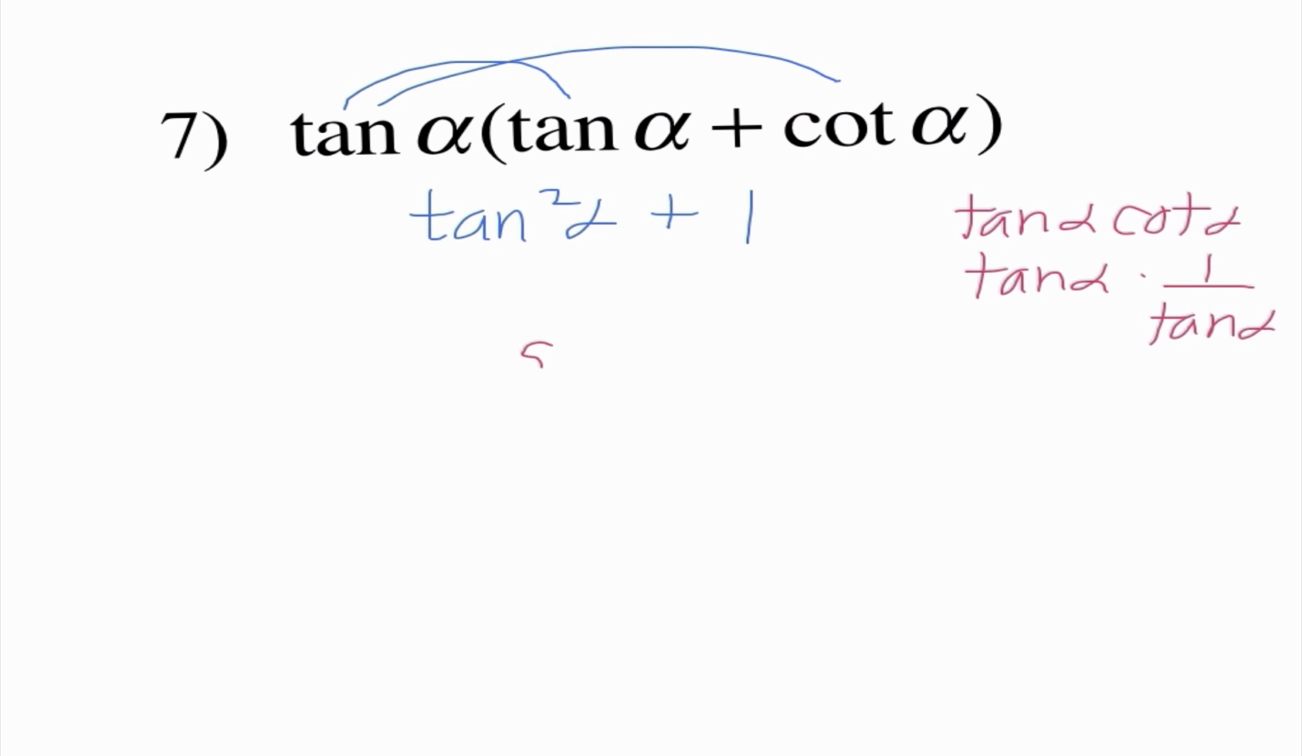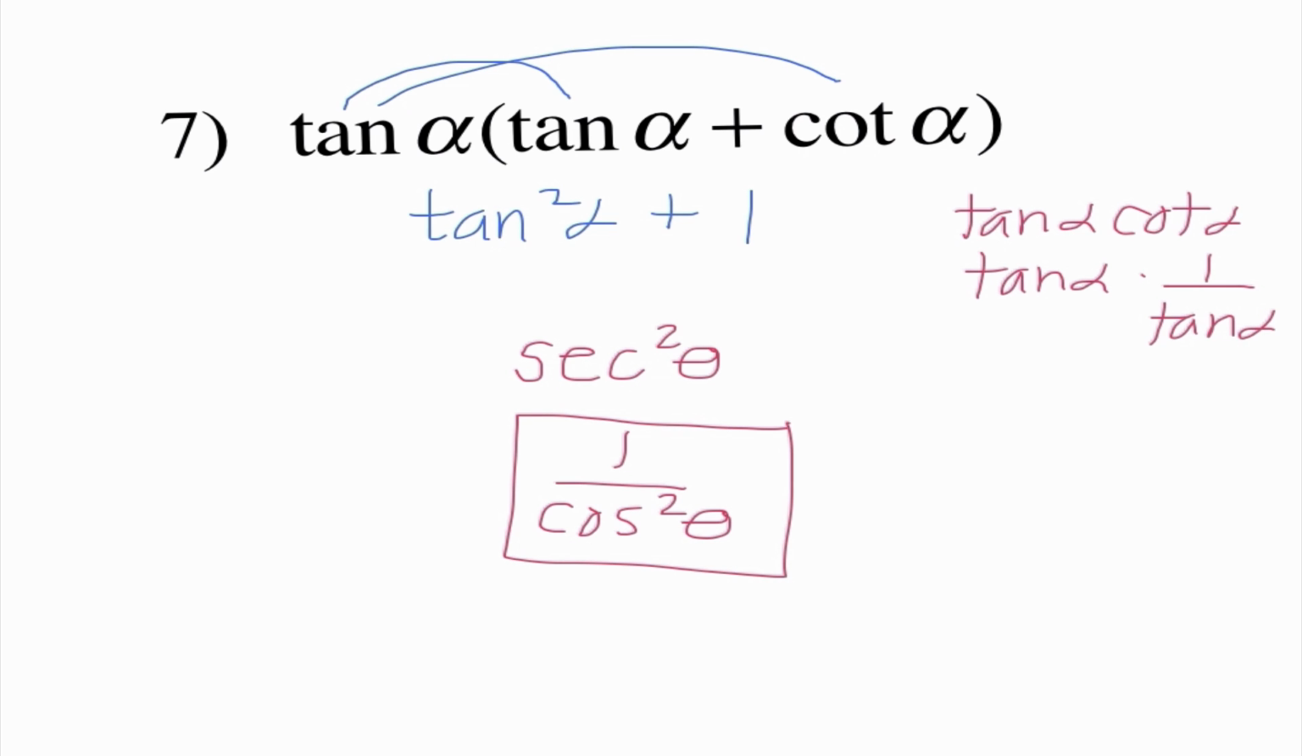Tan squared plus 1, we know is secant squared based on our Pythagorean identity. I know secant squared should not be my answer because the directions tell us it needs to be in sine and/or cosine. So I know the reciprocal of secant squared would be 1 over cosine squared.